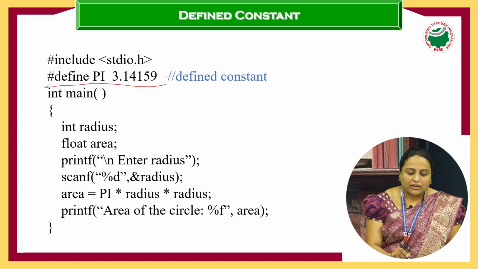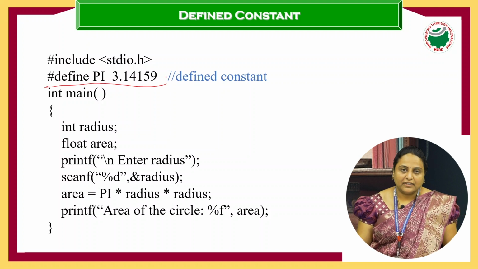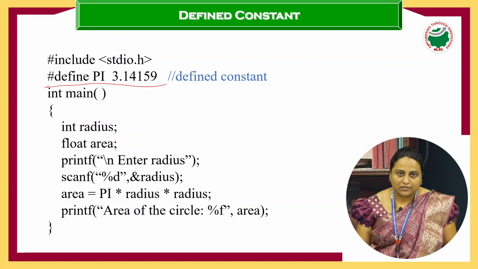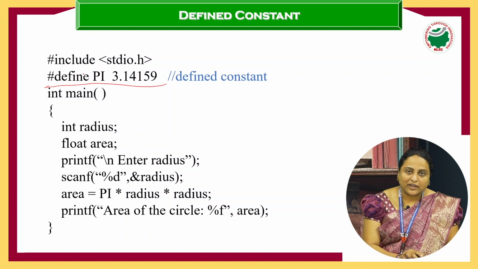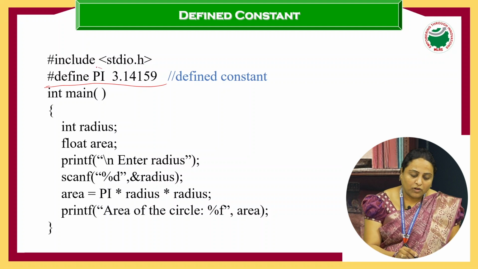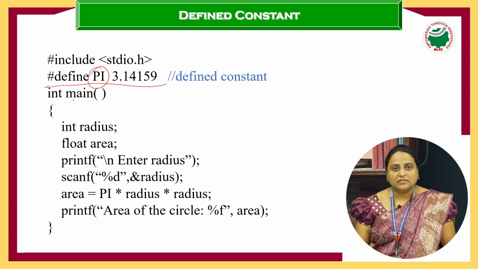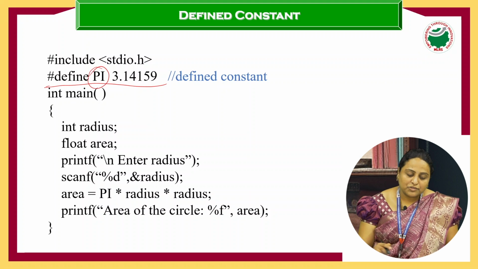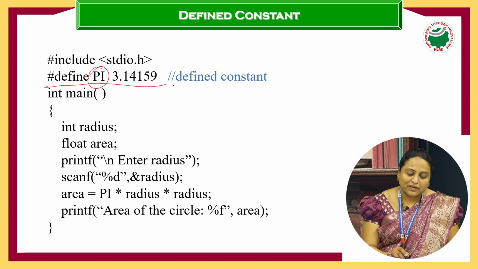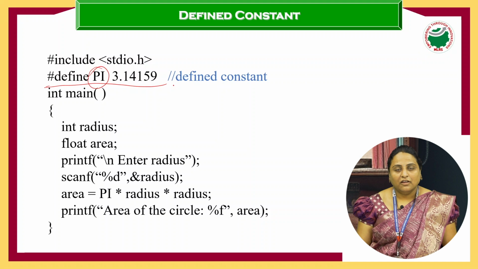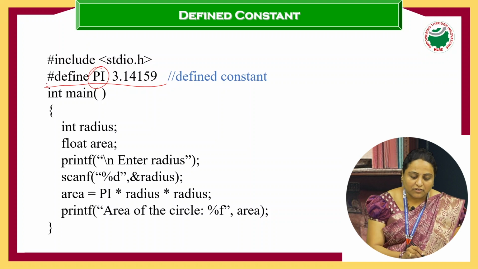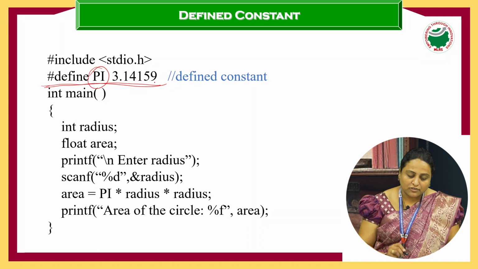At the time of writing the header file, we can declare a constant also. So here, hash define, you are defining a constant. What is the name of the constant? The name of the constant is pi, and whose value is equal to 3.14159. You are defining a constant. So what happens if you declare this constant, or this type of declaration, globally?